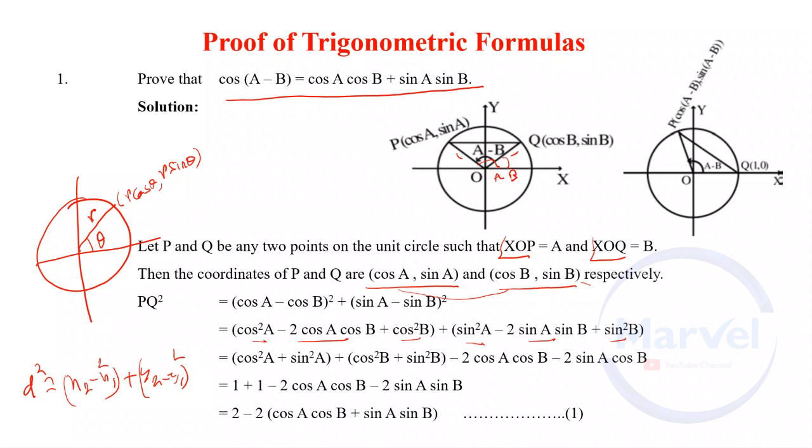Grouping the terms with respect to angle A and angle B: cos square A plus sin square A, this term, and cos square B plus sin square B, this term, and minus 2 cos A cos B minus 2 sin A sin B. The first term is 1 and the second term's value is also 1. So 1 plus 1 minus 2 into the remaining terms. 1 plus 1 is 2, and taking minus 2 common outside, we get 2 minus 2 into cos A cos B plus sin A sin B.